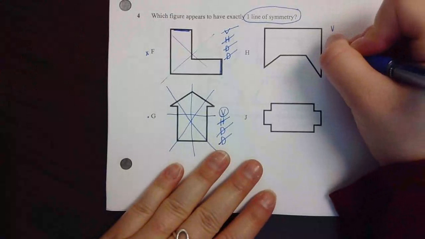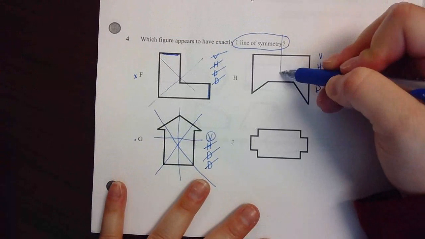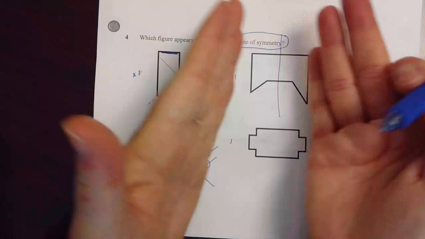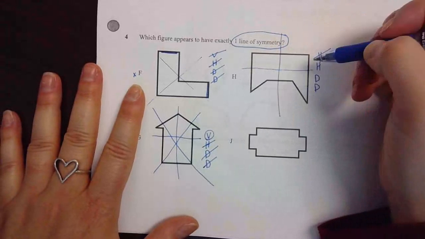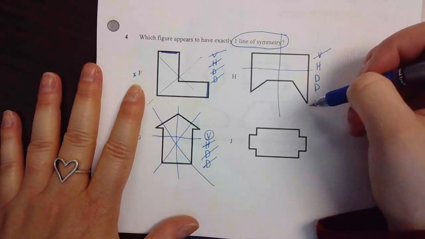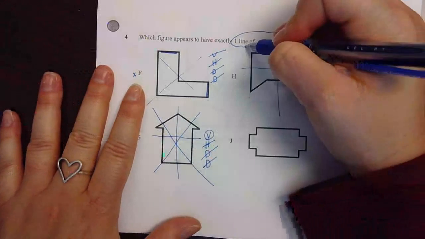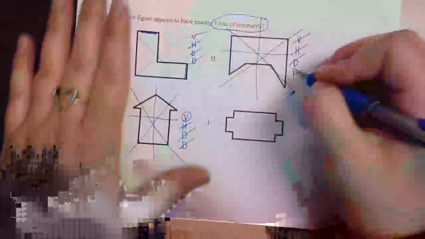Vertical, horizontal, diagonal, and diagonal. Well, if I went vertical, straight up and down, this one would come longer than this point, right? So those would not fold on each other. Horizontal will be this direction. Well, this side has these square corners, and these come to points here. So no. Diagonal, if I was to fold it like this, nope. What if I went this way? Nope. So that one has, again, no lines of symmetry.